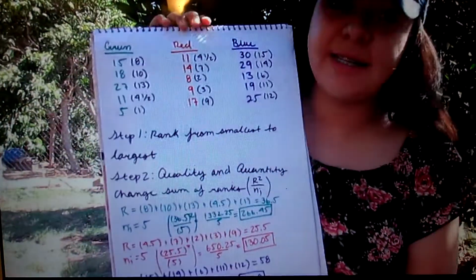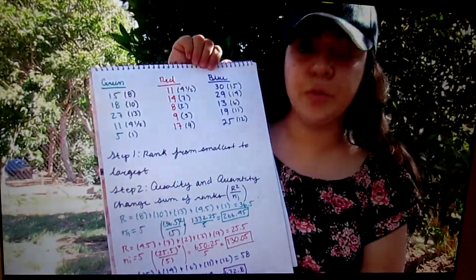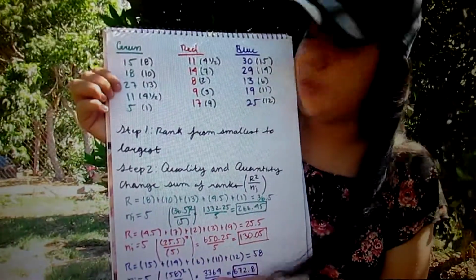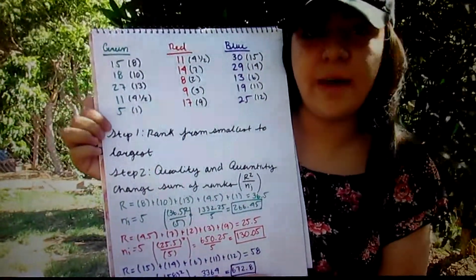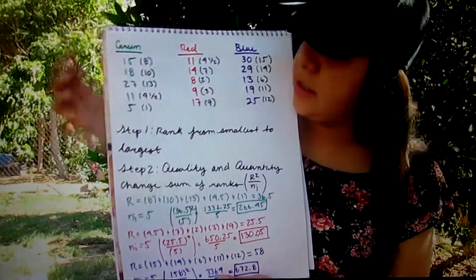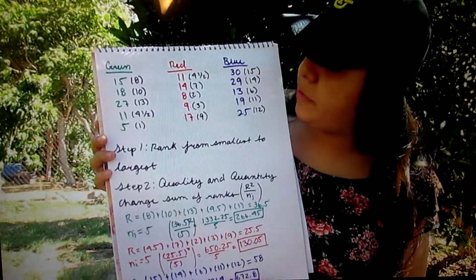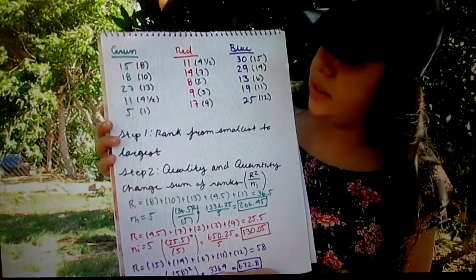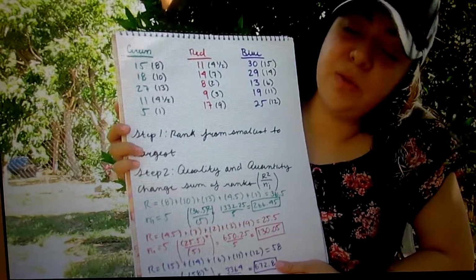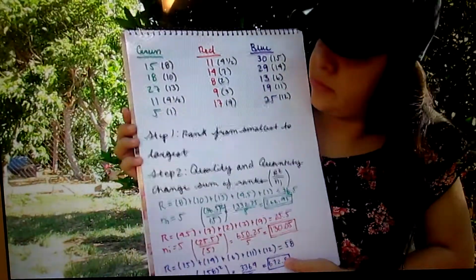Okay, so this is the data set we're going to be using. We have green room, red room, and blue room. For green, we have 15, 18, 27, 11, and 5. For red, we have 11, 14, 8, 9, and 7. And for blue, we have 30, 29, 13, 19, and 25. As you can see, if we were to plot this out, this would not be a standard bell curve, so this is not a normal distribution.